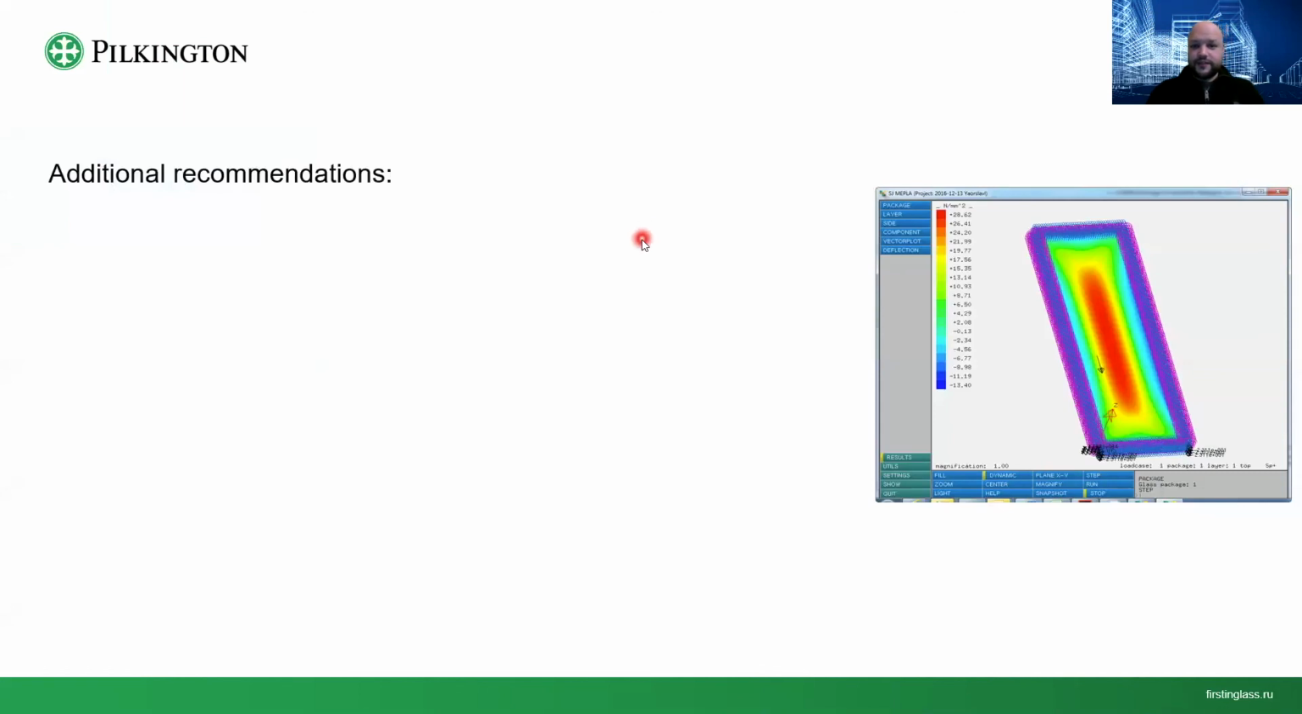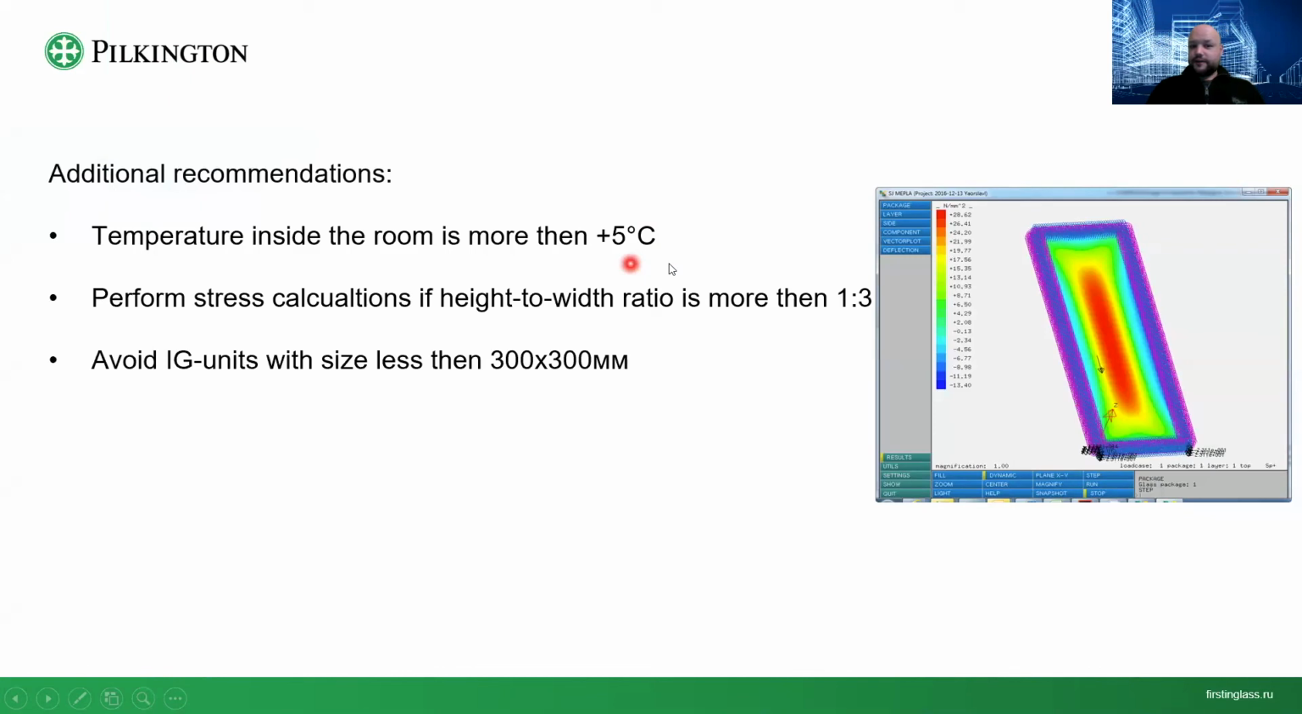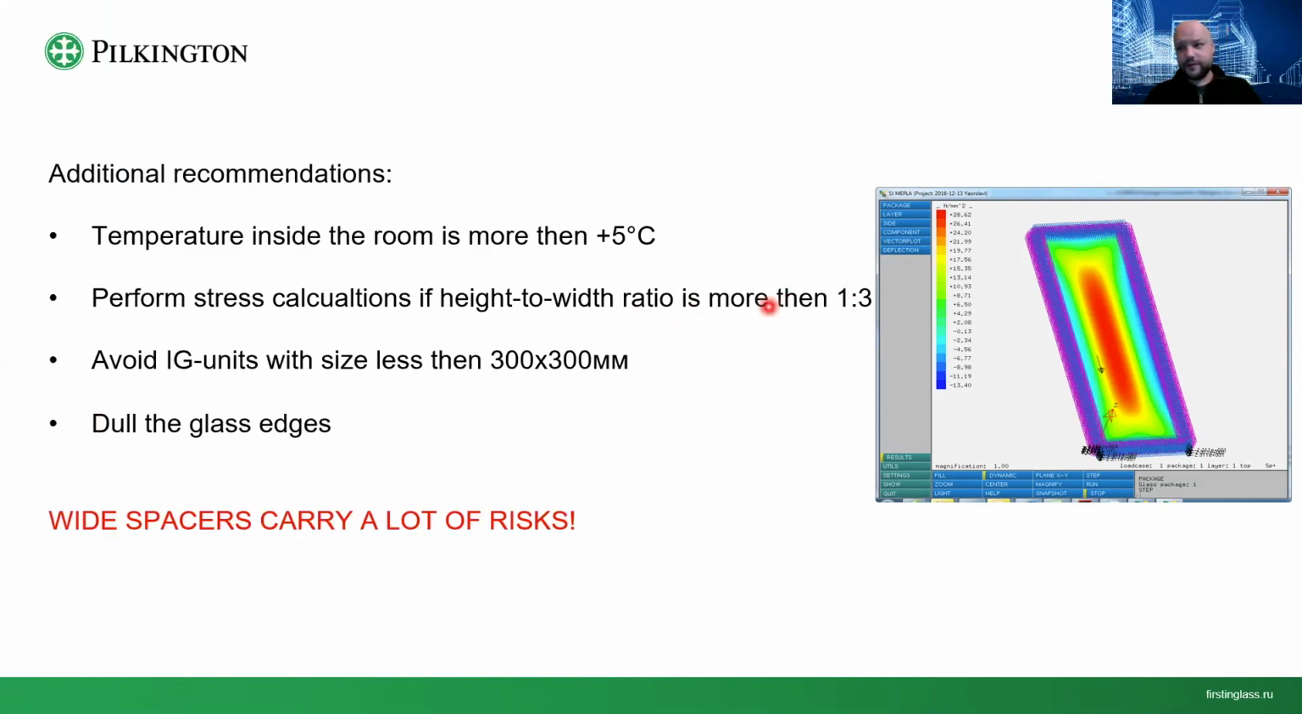So recommendations: in addition to that, regarding temperature, do not install it in unheated buildings. I advise you to perform stress calculations if your IG unit is long and narrow. And if you have small IG units, then because of the glass size, they cannot bend, so they will accumulate a lot of stress. In case you want to protect yourself, you can dull the glass edges. So do a little dulling. And don't use a wide spacer.